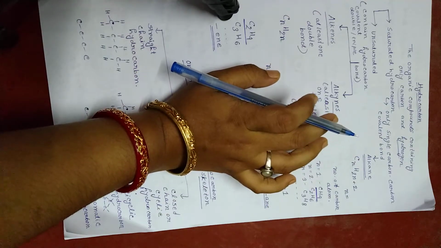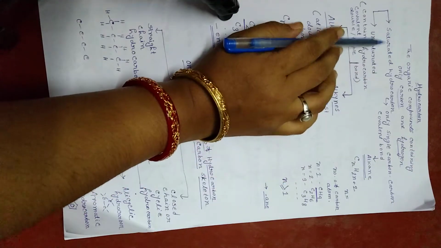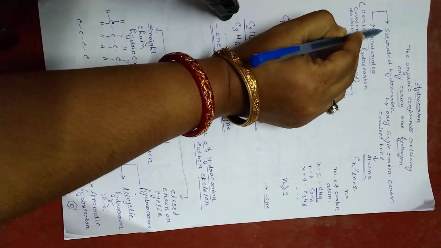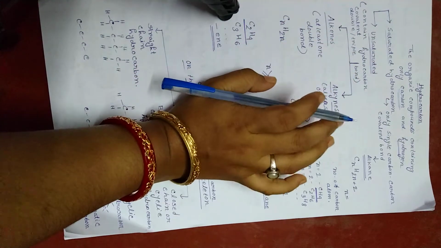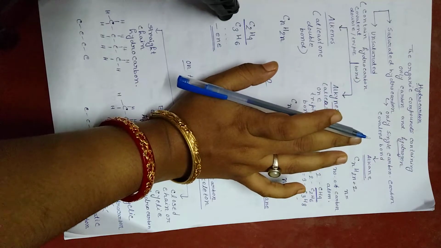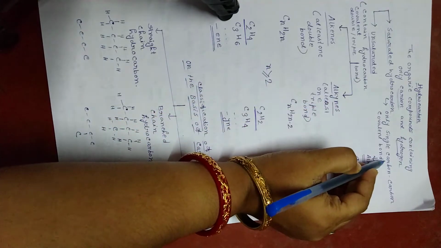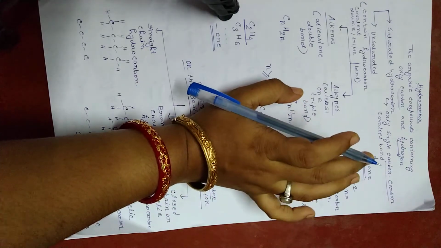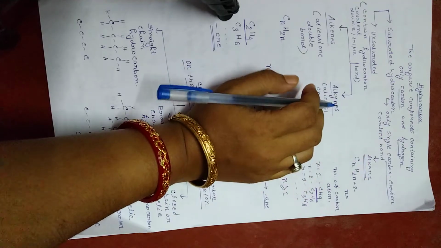This hydrocarbon can be classified as saturated hydrocarbon and unsaturated hydrocarbon. In saturated hydrocarbons, we can see that there are only single carbon-carbon covalent bonds. So, carbon-carbon single bonds are present only in saturated hydrocarbons.